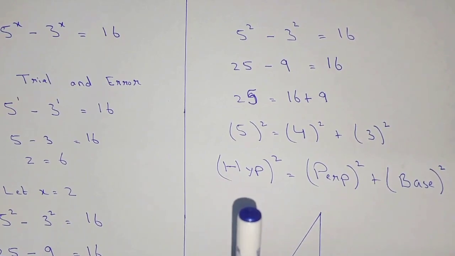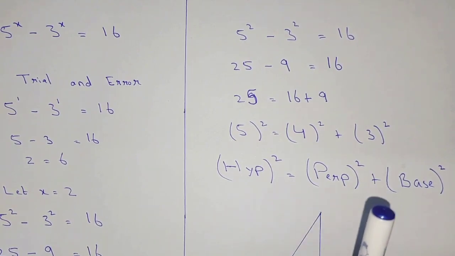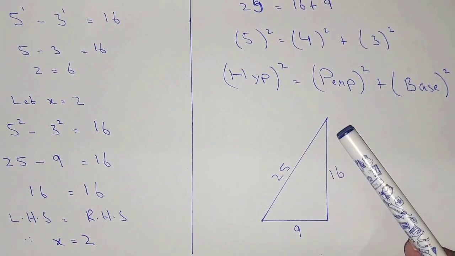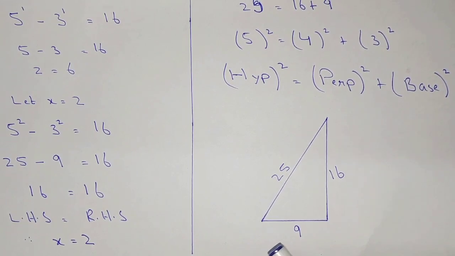So you know that according to the Pythagoras theorem, the hypotenuse square is equal to perpendicular square plus base square. So 5 square is hypotenuse, it means 25, and 4 square is perpendicular, it means perpendicular is 16, and 3 square is base, it means base is 9. So this is also a right angle triangle.